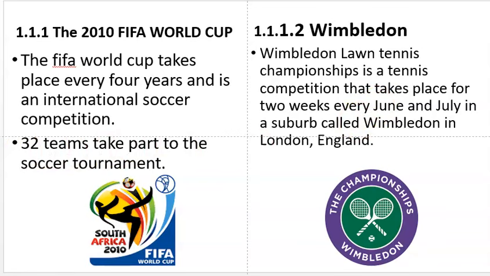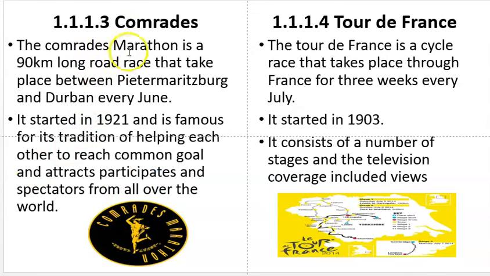Okay. Then we continue to other sporting events, the third one, which is the Comrades Marathon. It's a 90-kilometer race, a long road race in which people compete over 90 kilometers. It takes place between two cities, Pietermaritzburg and Durban, every June.